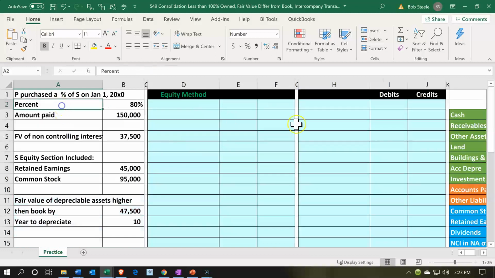We'll have to be dealing with the accumulated depreciation involved in that, as well as any other factor that could be involved within it. So then we have the amount paid, $150,000 at that point in time. Fair value of the non-controlling interest, $37,500. S equity section included, retained earnings, and the common stock. In other words, they're giving us the equity section at the point in time the purchase happens.